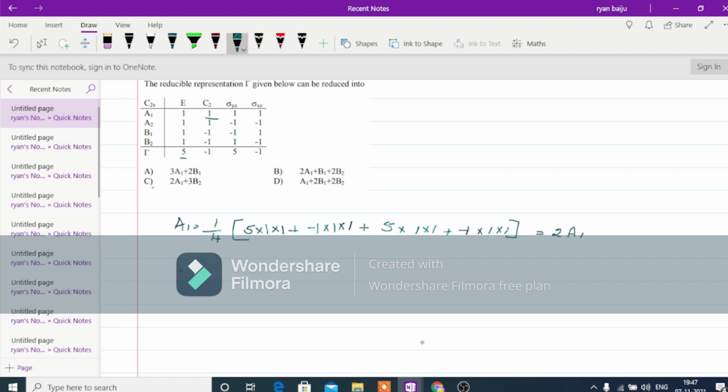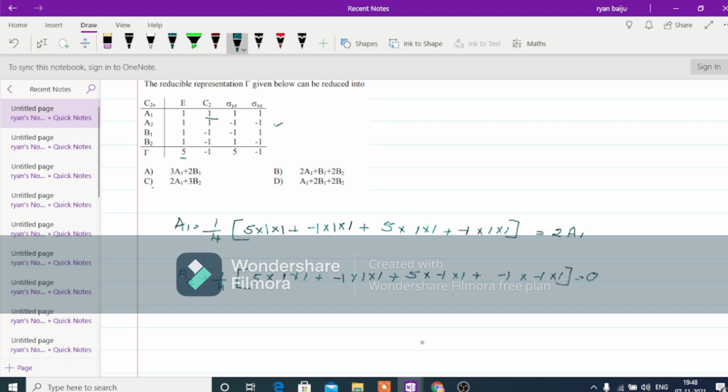Next I am going to calculate the A2. 1 by 4. Reducible representation 5. The second one you have to consider this row. 1 into 1 plus -1 into 1 into 1 plus 5 into -1 into 1 plus -1 into -1 into 1 is equal to 0.